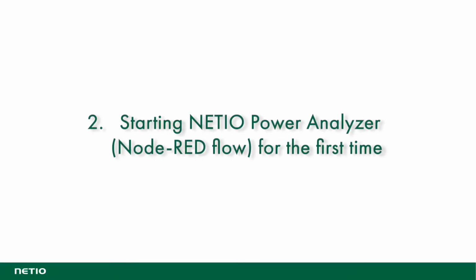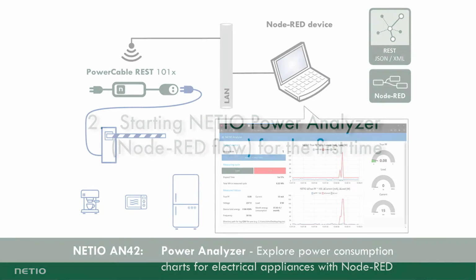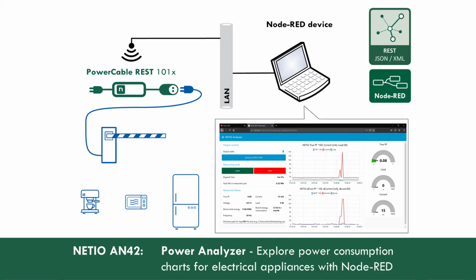Chapter 2, Starting NETIO Power Analyzer, Node-RED Flow, for the first time. When launching the NETIO Power Analyzer for the first time, it is necessary to configure the JSON API protocol in your NETIO Smart Socket device, import the NETIO Power Analyzer flow and configure the HTTP request nodes.